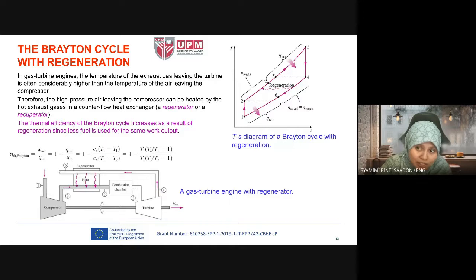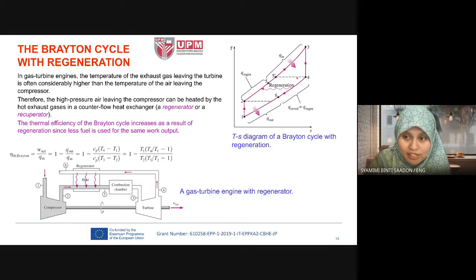Thus, if Q in is lower, remember the thermal efficiency, then the thermal efficiency will increase. So we save the Q in, or we save the fuel. Otherwise, we need more fuel to produce enough energy, enough heat addition, Q in.